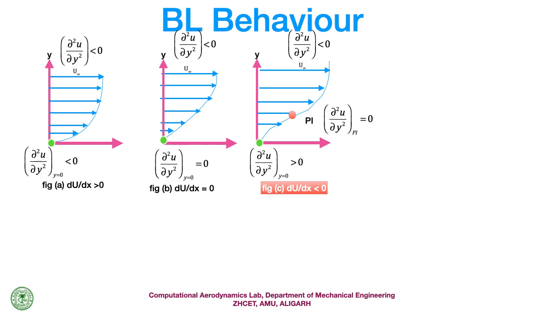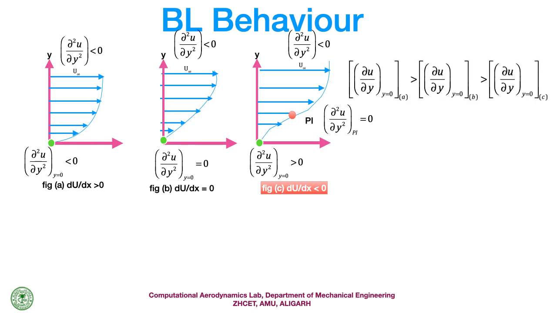So you can see that del 2 u over del y square at u infinity must be less than 0, but at the wall it is greater than 0. Therefore there must be a point of inflection where del 2 u over del y square must be equal to 0. Okay, now if this is the case, what can I say about the first derivative, that is del u over del y at the wall?